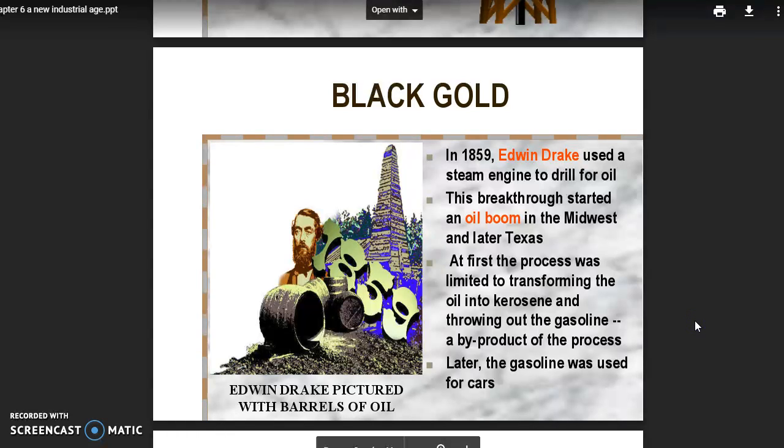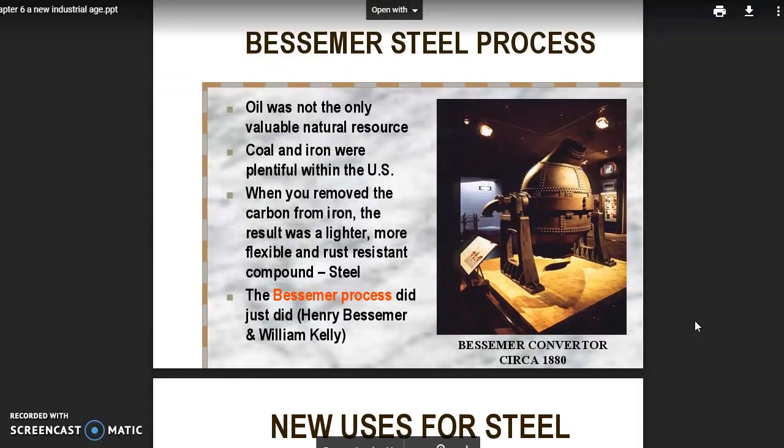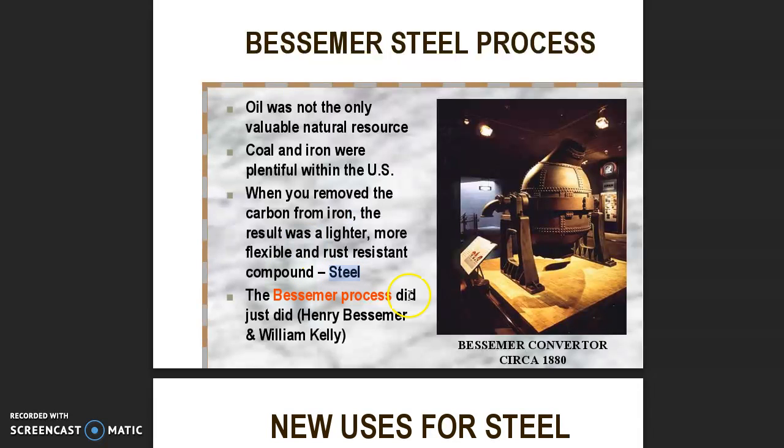Number 3 is asking us, describe the Bessemer steel process. That's on the next slide right here. Oil was not the only valuable natural resource. Coal and iron were plentiful in the United States. When you remove the carbon from iron, the result was a lighter, more flexible, and rust-resistant compound, steel. And this is the Bessemer process. So please just write down that carbon was taken from iron to create steel.